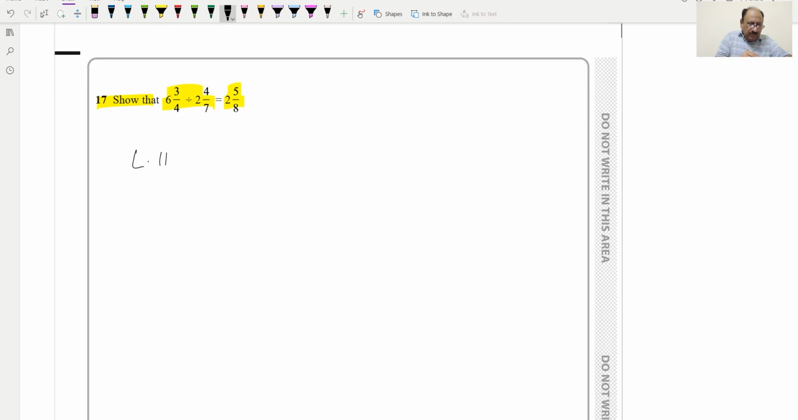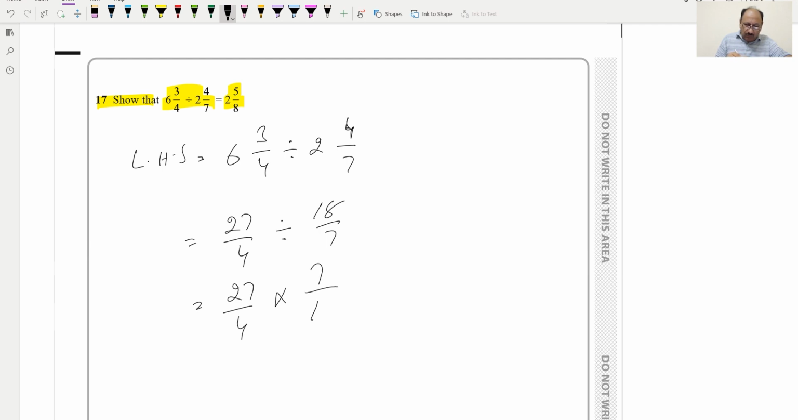We can take the left hand side, which is equal to 6 whole 3 by 4 divided by 2 whole 4 over 7. We will change the mixed fractions into improper. So 6 multiplied by 4 will be 24, 24 plus 3 will be 27, so 27 by 4. And 7 multiplied by 2 will be 14, 14 plus 4 will be 18, so 18 by 7. Now we can change this division into multiplication by taking the reciprocal of 18 over 7, which will be 7 over 18, and now cancellations. 9 3s are 27, 9 2s are 18, and this will be 7 3s are 21 over 4 2s are 8.